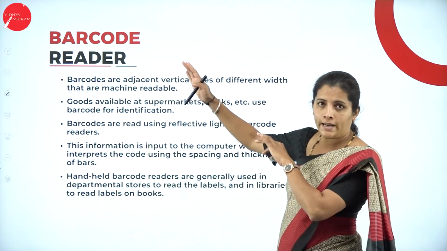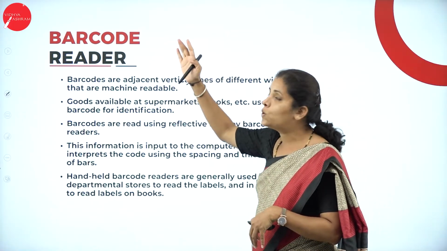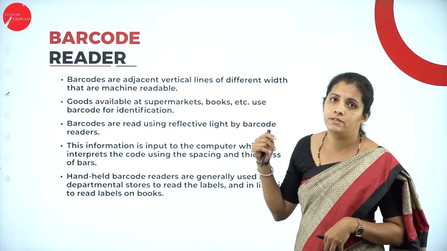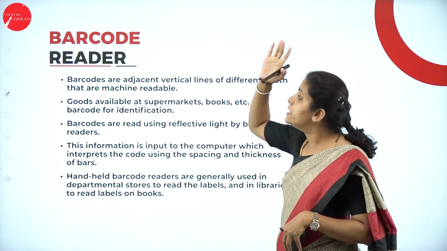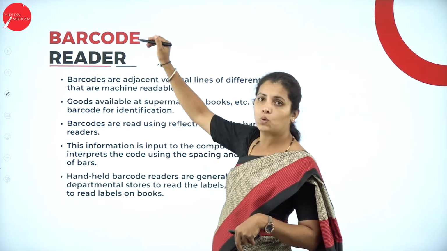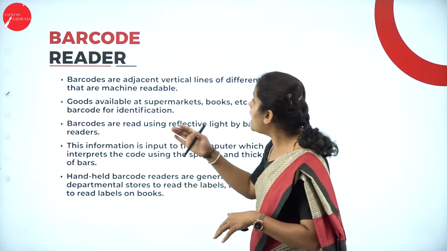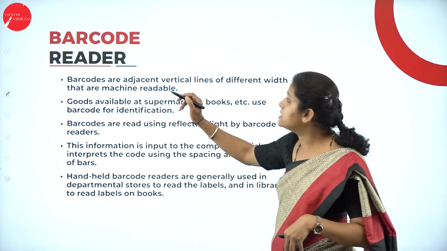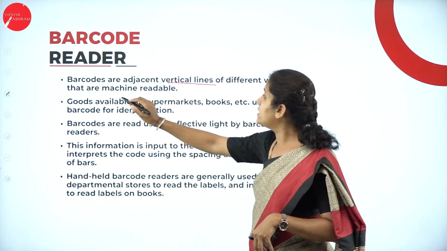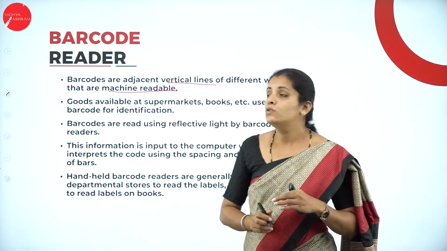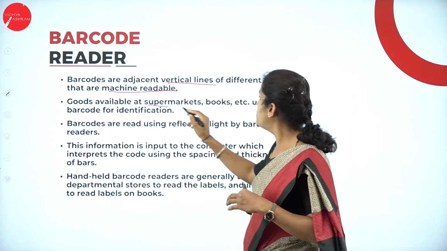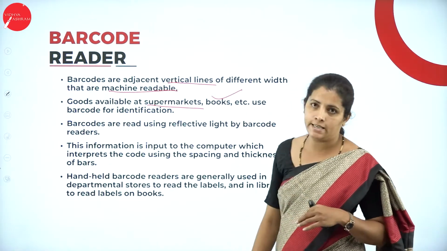Most supermarkets use a barcode reader to keep track of their items and their stock details. Barcodes are adjacent vertical lines of different widths that are machine readable. You can find barcode readers in supermarkets, bookstores, etc.